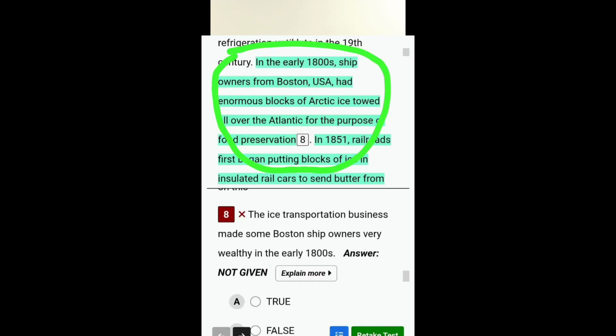I have picked one example from a Cambridge test. The statement is: the ice transportation business made some Boston ship owners very wealthy in the early 1800s. First of all, we have to pick the keywords. Sometimes you can pick one or two keywords, depending on how good you are at picking them. Most of the time you pick nouns, verbs, adjectives or adverbs, dates, numbers, years. In this statement I can pick early 1800s, Boston ship, and wealthy. These could be my keywords.